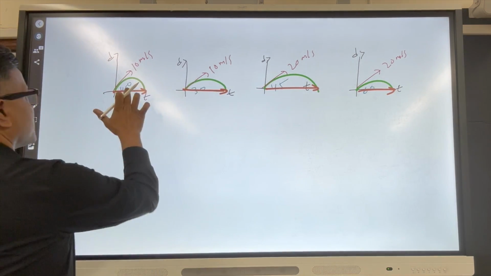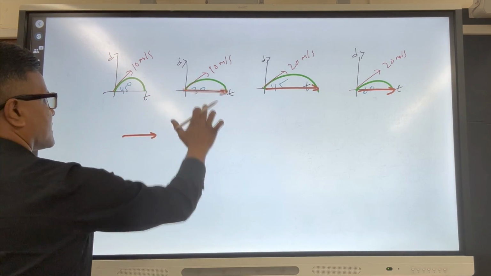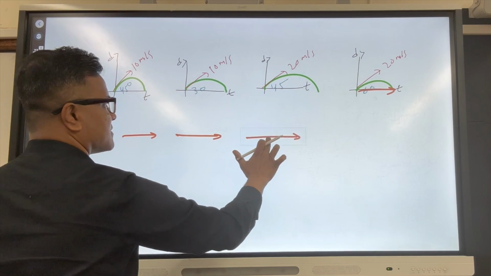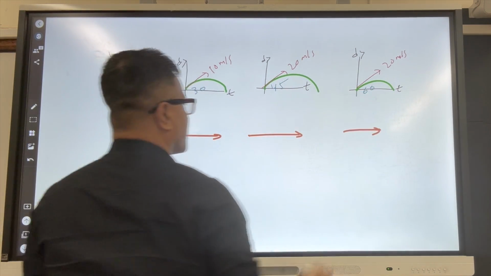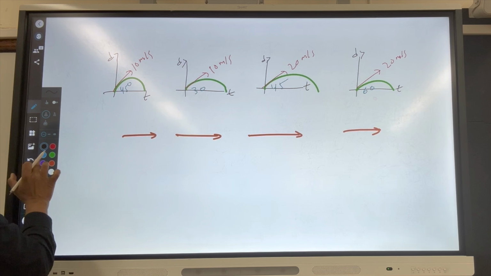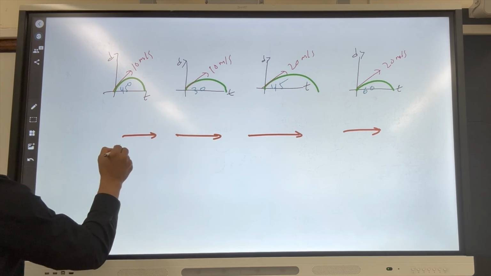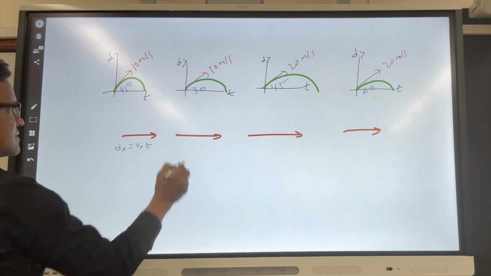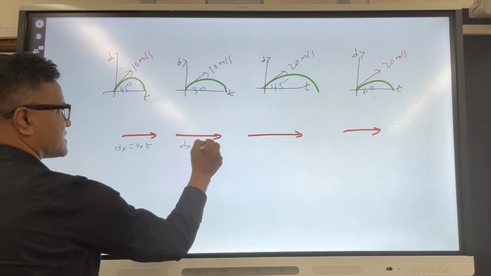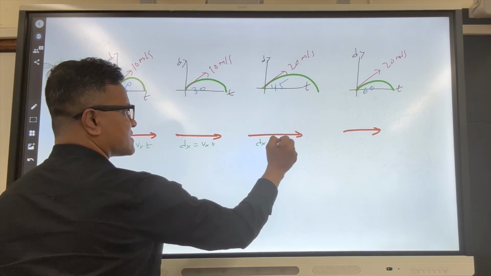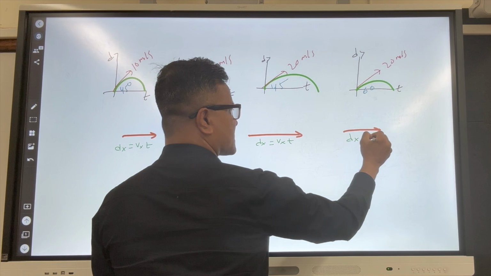I don't know which one is bigger. Okay, let's find out the size. What is the size of this one? The range is dx equals vx t. Same thing for each: dx equals vx t.